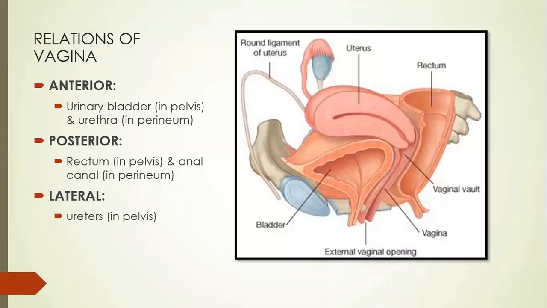Coming to some of the important relations of the vagina. Anteriorly, in the upper part, we see the urinary bladder, and in the lower part, the urethra. Posteriorly, in the upper part, we see the rectum, and in the lower part, the anal canal. On the lateral side, on either side, there will be the ureter, not shown in this picture.